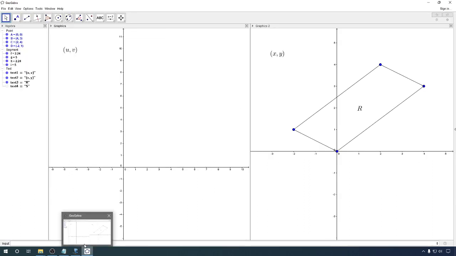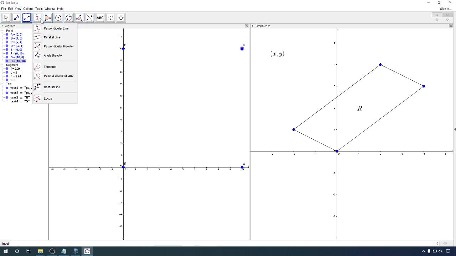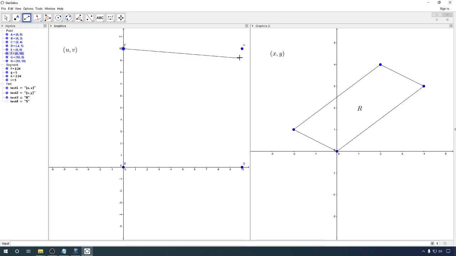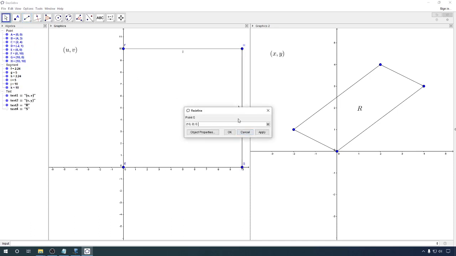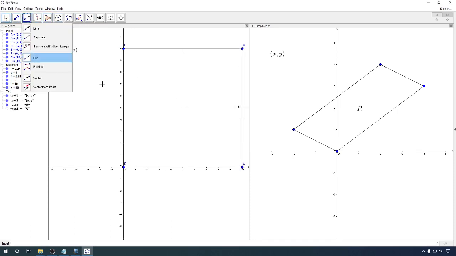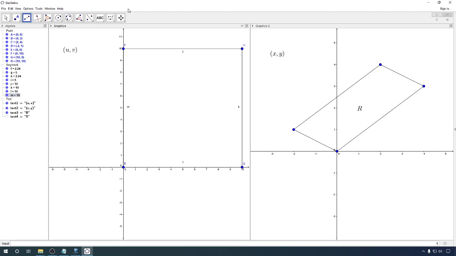So we could go ahead and plot that rectangle. So we have (0, 0), (0, 10), (10, 0), and (10, 10). Go ahead and connect those points with the lines. Why does it keep deselecting the segment tool? I want to make 4 different segments, not one at a time. There we go.